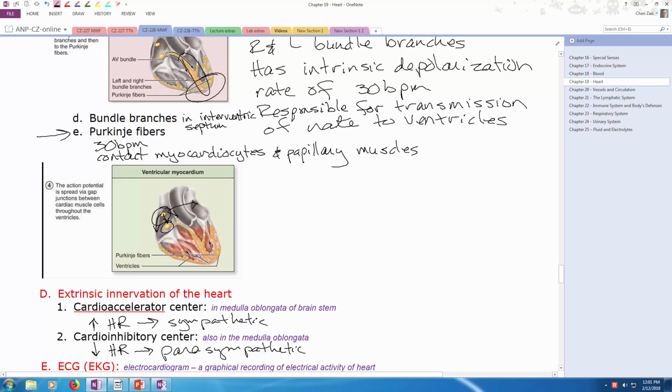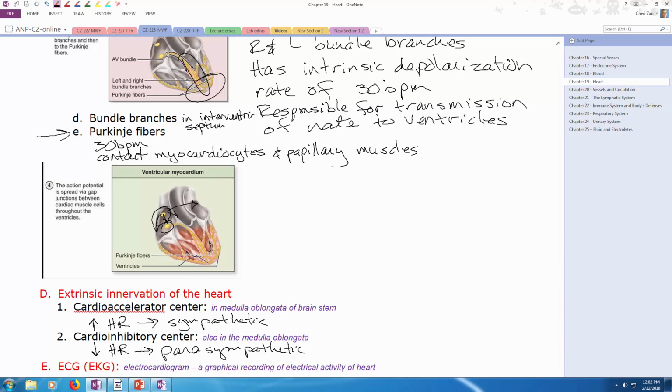And the AV node puts a delay on transmitting the rate to the bundle of His and then all down the bundle branches and to the rest of the heart by 0.1 second so that the atria can complete their contraction. And if there was damage to the SA node, then the AV node has an inherent rate of about 50 beats a minute, plus or minus 40 for some, 60 for others, but about 50 beats a minute.